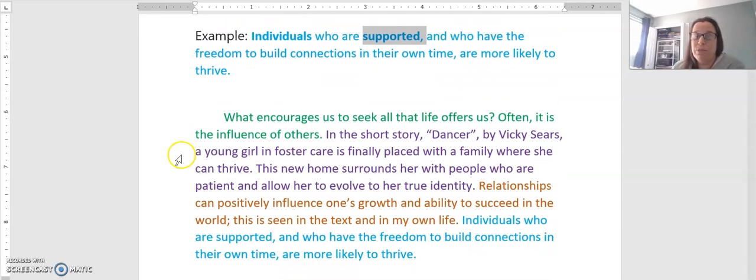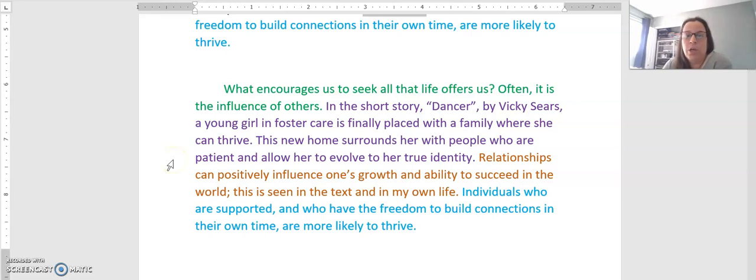So altogether, this is what an introductory paragraph could look like. What encourages us to seek all that life offers us? Often it is the influence of others. In the short story Dancer by Vicky Sears, a young girl in foster care is finally placed with a family where she can thrive. This new home surrounds her with people who are patient and allow her to evolve to her true identity. Relationships can positively influence one's growth and ability to succeed in the world. This is seen in the text and in my own life. Individuals who are supported and who have the freedom to build connections in their own time are more likely to thrive. So that's what an intro looks like.